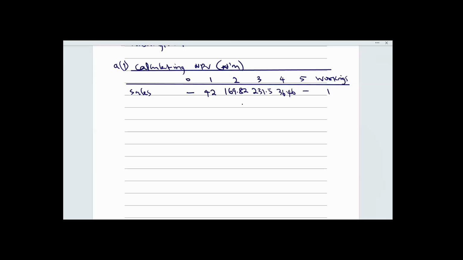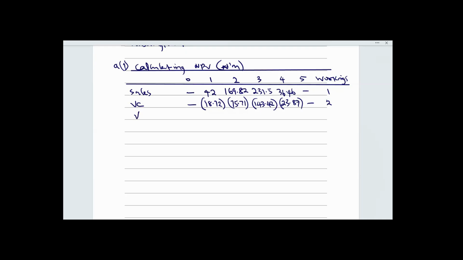Okay, then. After sales value, we also calculated working for variable cost. In year 1, what do you have for variable cost? You have 18.72. Okay. Then year 2, 75.71. Year 3, 143.42. Okay, year 4, 23.87. So that's the variable cost, working number 2.